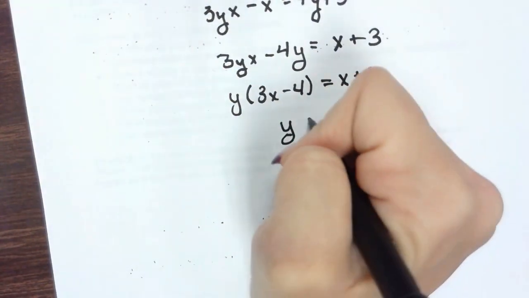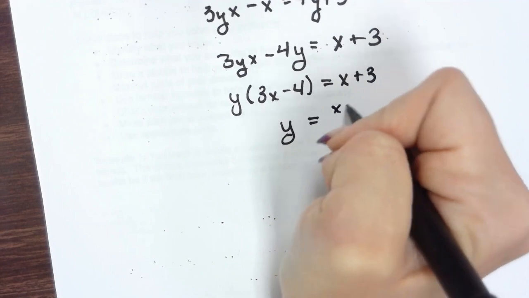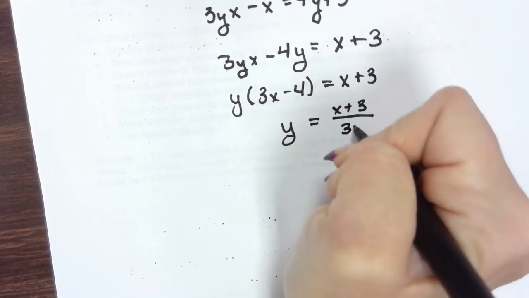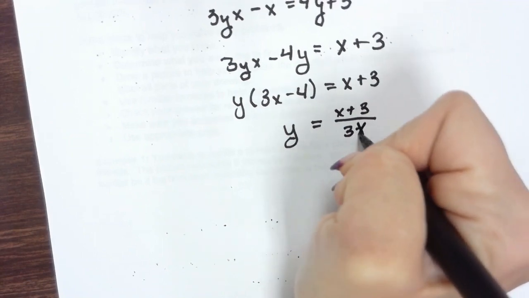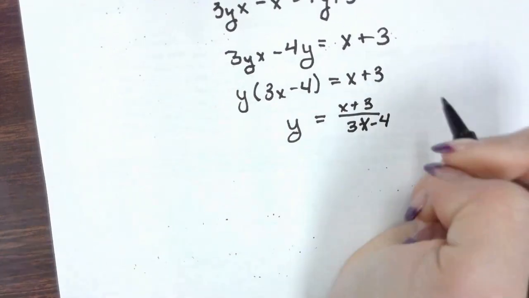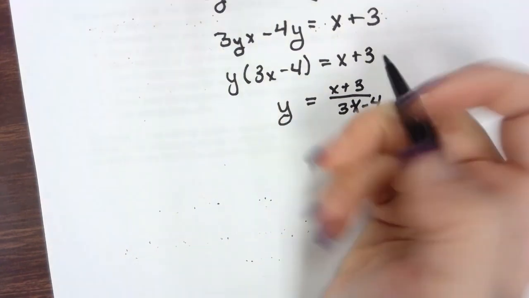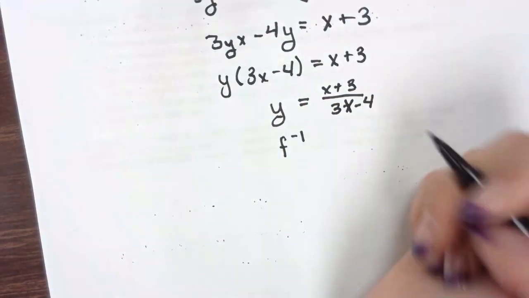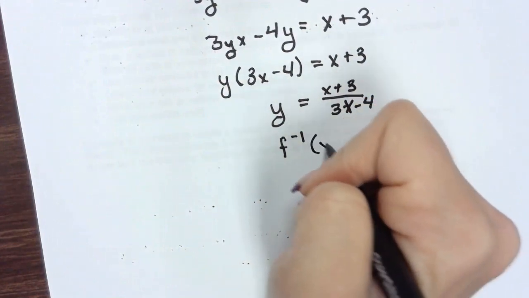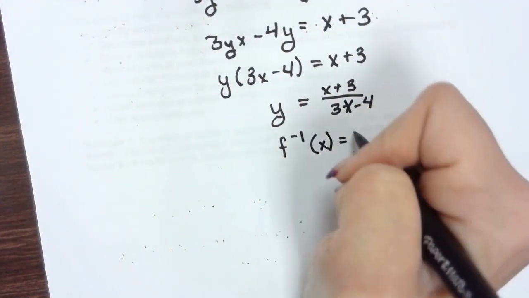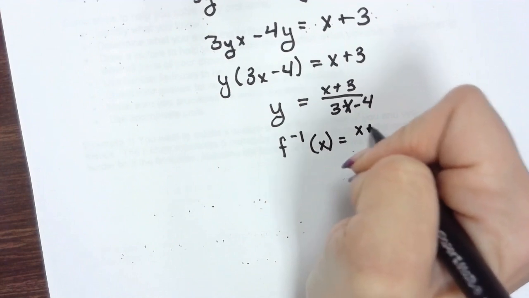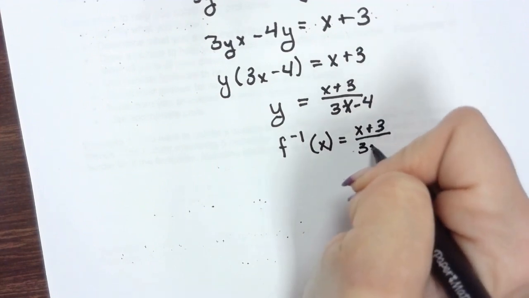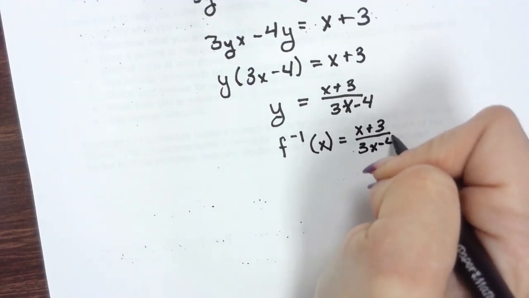So we are going to divide each side by 3x minus 4. And of course we need to write this in inverse notation. So f to the negative 1 of x equals (x plus 3) all over (3x minus 1).